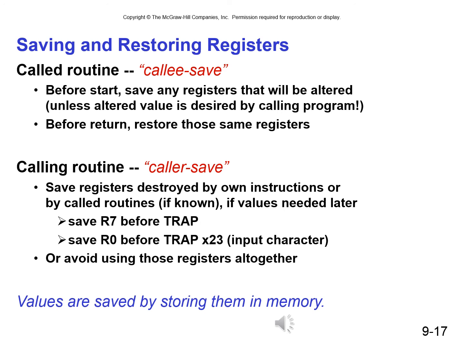And then the second protocol is called caller save, and the calling routine saves registers destroyed by the routines that we call. So if we need those values later, in the example we just used, we would have saved R7 before we called that trap routine. Okay, we want to save R0 before we call TRAP x23, because the return value of TRAP x23 is deposited in R0. So it will overwrite whatever's in R0.